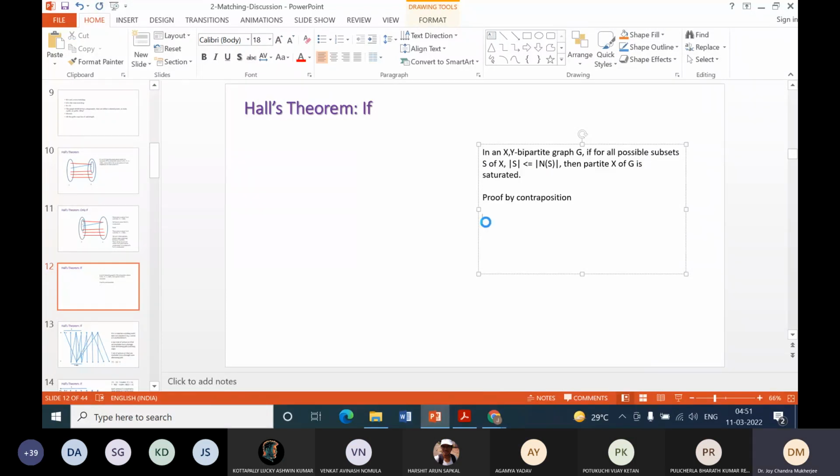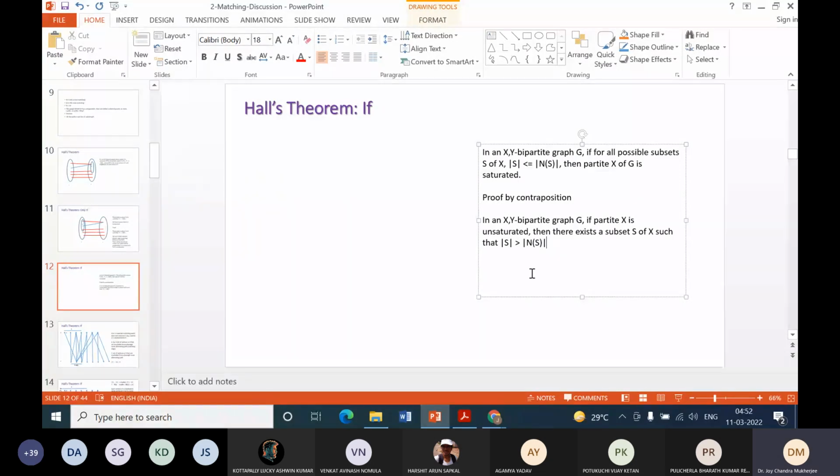In an XY bipartite graph, if partite X is unsaturated, then there exists a subset S of X such that |S| is strictly greater than |N(S)|. This is something we need to prove.